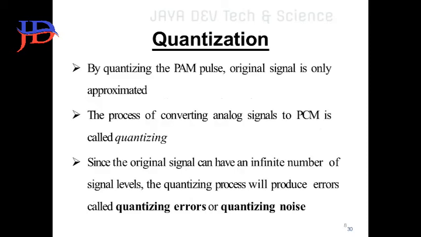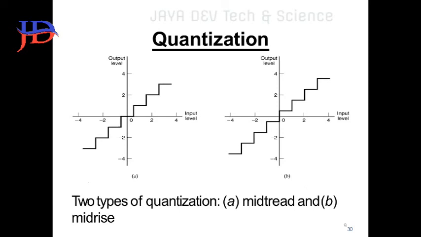By quantizing the PAM pulse, the original signal is only approximated. The process of converting analog signals into PCM is called quantizing. Since the original signal can have an infinite number of signal levels, the quantizing process will produce errors called quantizing errors or quantizing noise. We use two types of quantization: mid-tread and mid-rise. First we go to mid-tread.